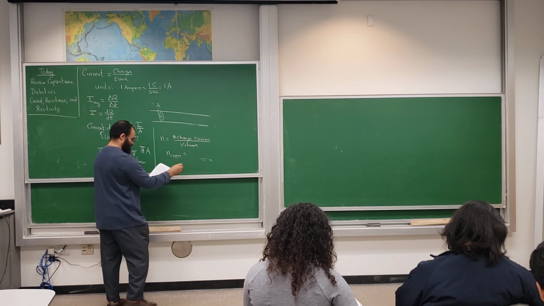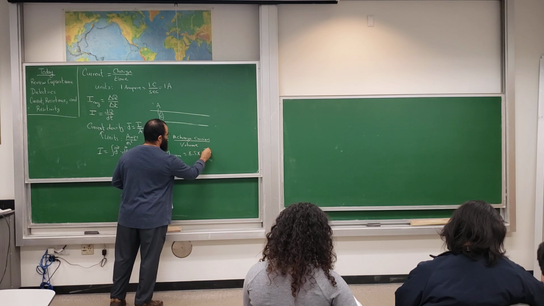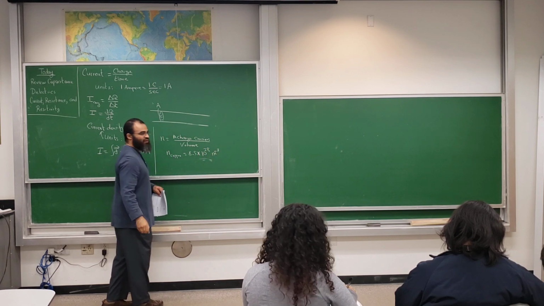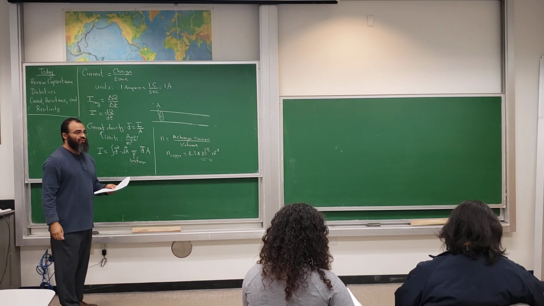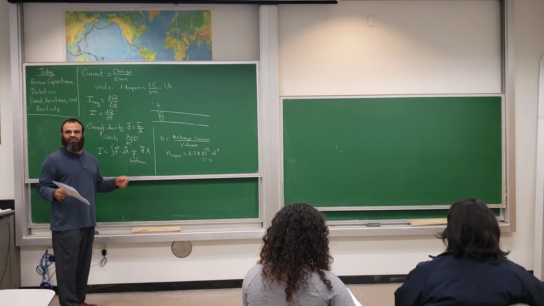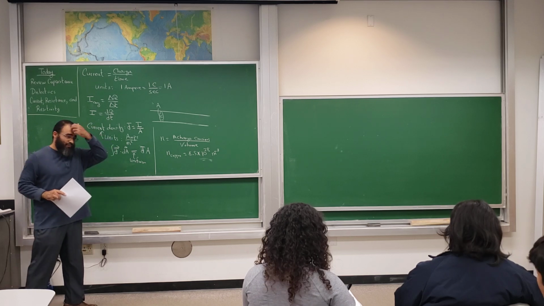N is about 8.5 times 10 to the 28 per cubic meter, so meters to the -3. So a lot. In general, it's something times 10 to the 28 or 27 or something. A lot.